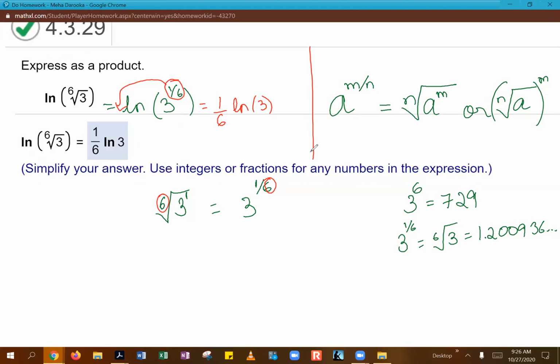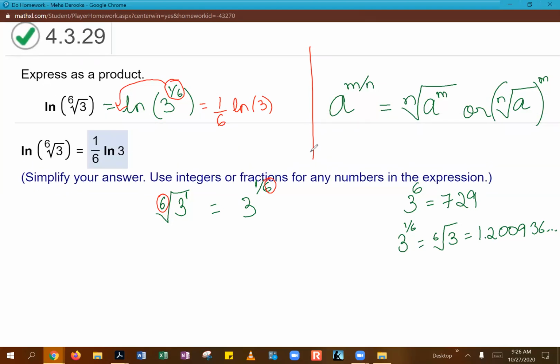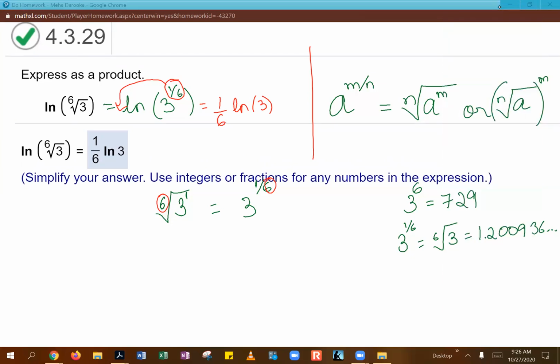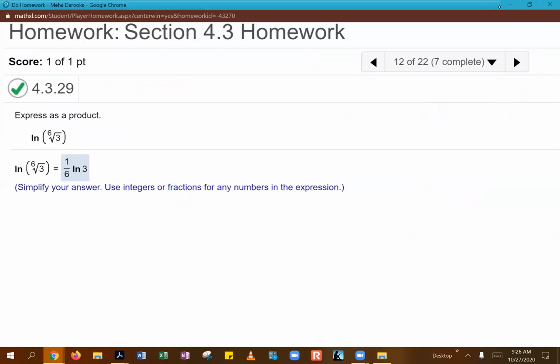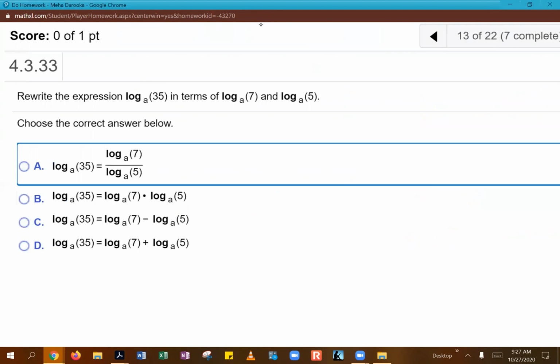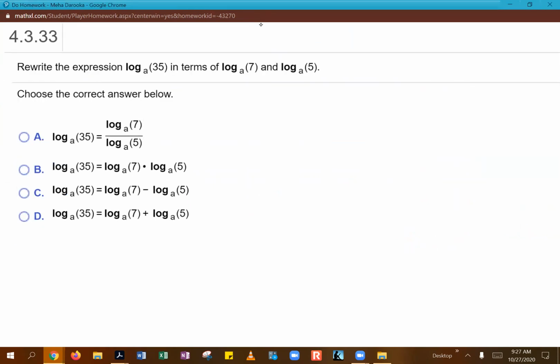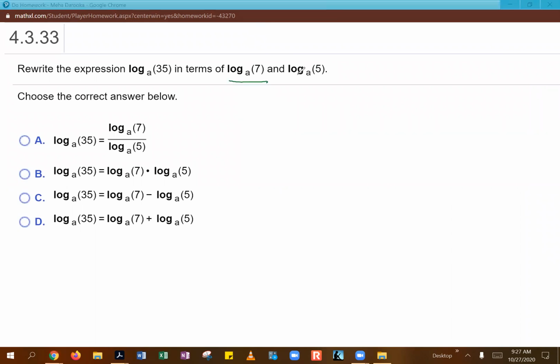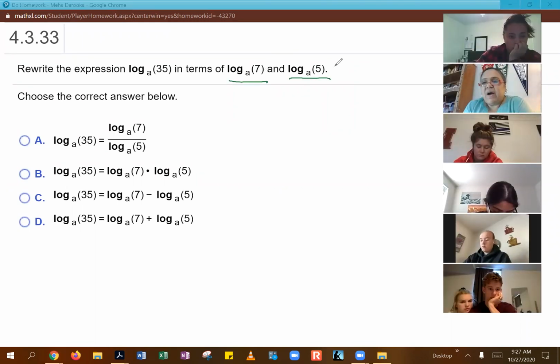Questions on this one, guys? Again, you will have a bunch of different examples with this. Some of these are a little bit more specific because you can see for this example, they are saying specifically to rewrite log of 35 with base A in terms of log of 7 and log of 5. So how do you think you can rewrite that 35 in terms of 7 and 5?